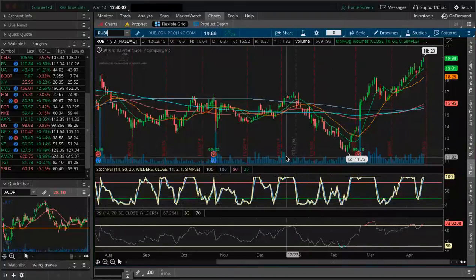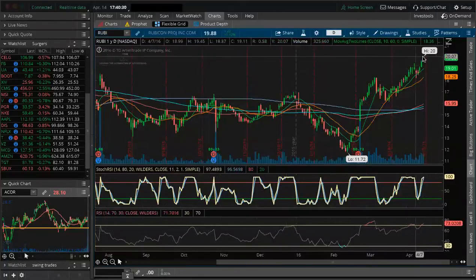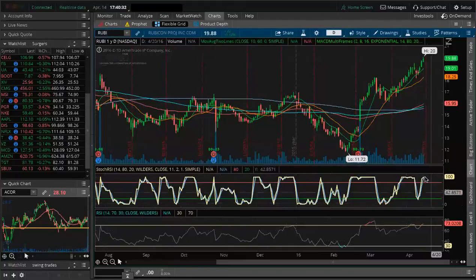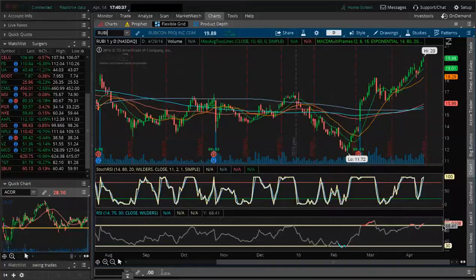Now, the misconception is that once something is overbought, it then becomes bearish. So for example, Ruby, right now, a lot of people would say, oh yeah, this is now bearish. It's overbought. Here it is, maxed out literally at 100. RSI is above 70. It's overbought as well. This is for sure overbought. It's now bearish. It's ready to come down. But that's not the case at all.